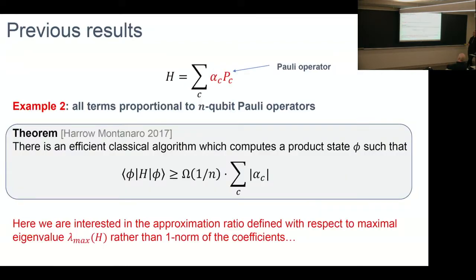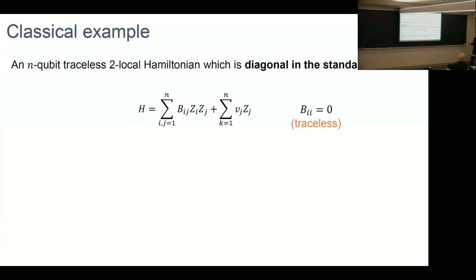All right, so those are some previous results, and now I'm going to describe the classical template that we are going to extend to the quantum case. Remember we're talking about traceless and two-local Hamiltonians, but suppose you have the classical case, so it's diagonal in the standard computational basis. So it can be expressed in terms of Pauli Z operators acting on the n qubits.